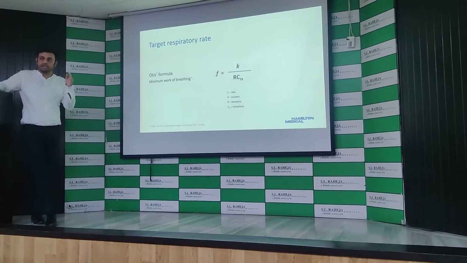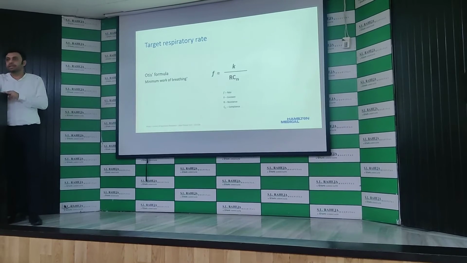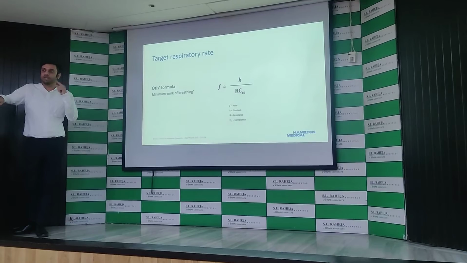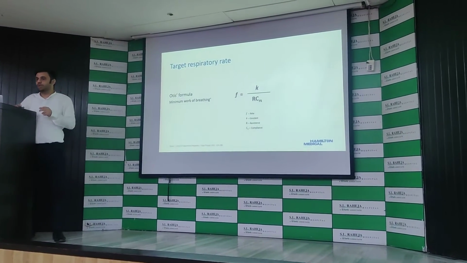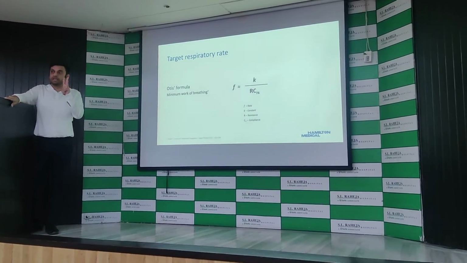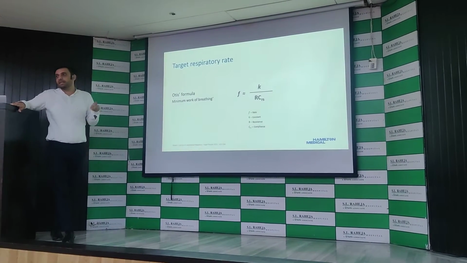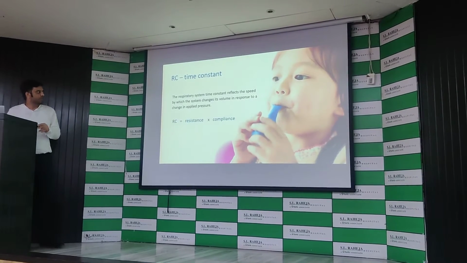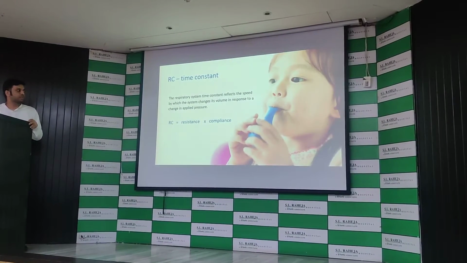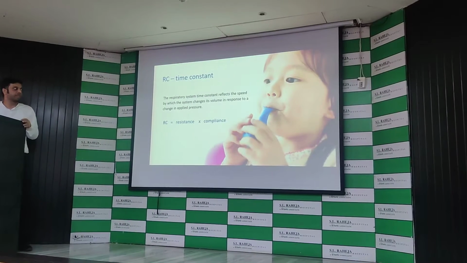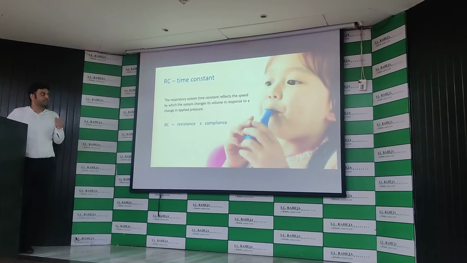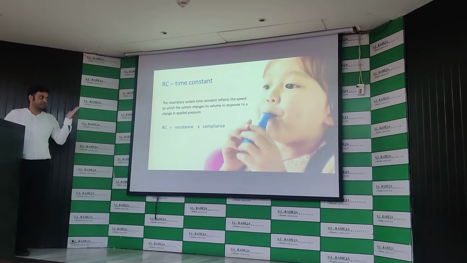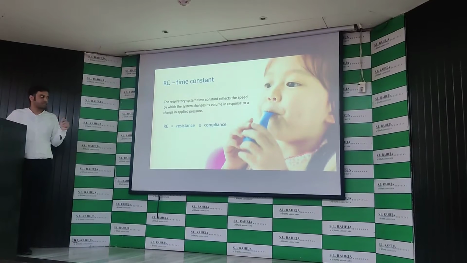The time constant is what it usually takes for one breath to complete. It usually takes 0.6 seconds to complete one breath, and around 3 time constants to finish the entire cycle of breathing, which I will show in the subsequent slide. So what exactly is the time constant? The respiratory system time constant reflects the speed at which the system changes its volume in response to a change in the applied pressure. So it is exactly resistance times compliance that gives us the time constant.